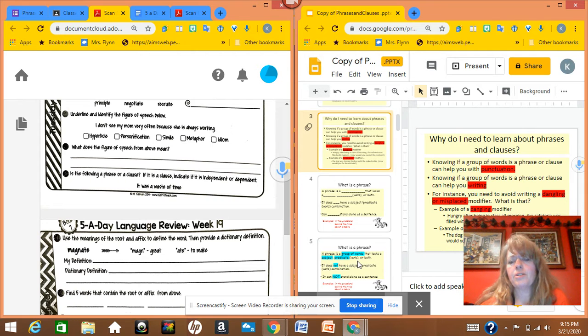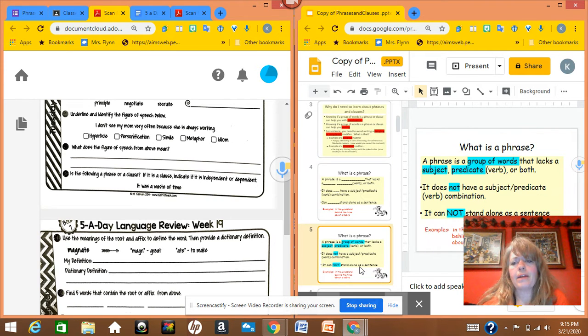We talked about what is a phrase. So I just want to refer back to what is the difference between a phrase and a clause. A phrase is a group of words. It's going to be missing a subject or a predicate verb, or both. It does not have a subject-predicate combination, and it doesn't make sense by itself, too. We talked about that before when we filled out our chart.